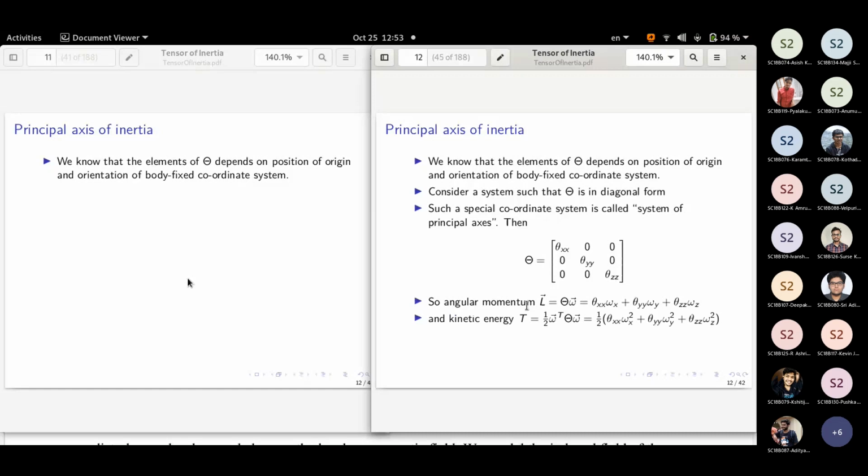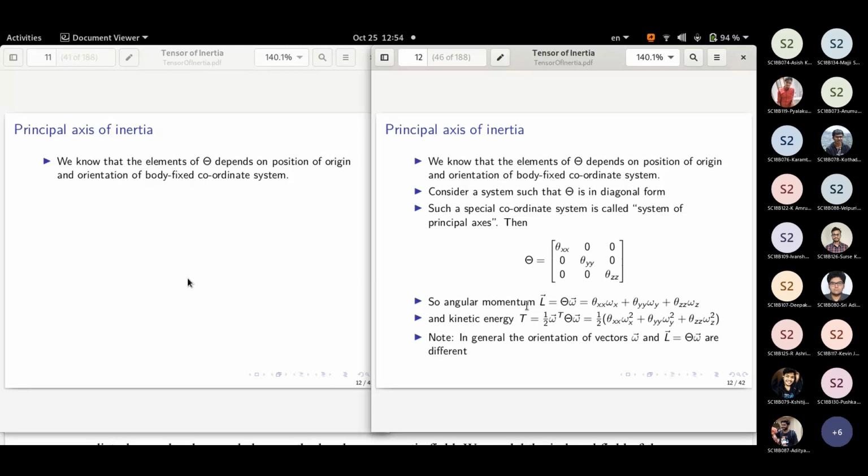And the kinetic energy will also be easy to compute. It is half times theta xx omega x square plus theta yy omega y square plus theta zz omega z square. So it is very clear that even in this diagonal representation, the orientations of the angular velocity and the angular momentum vector are in general different from each other.